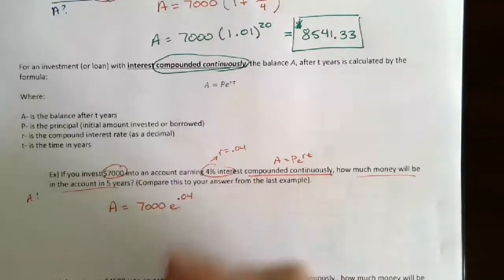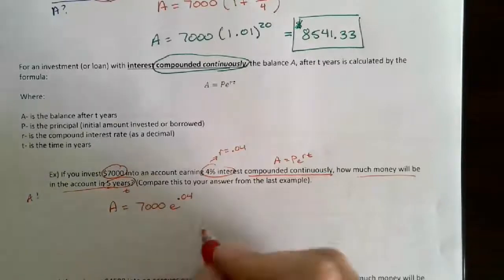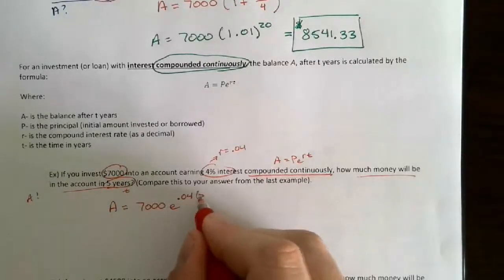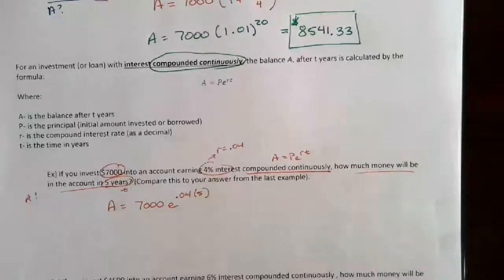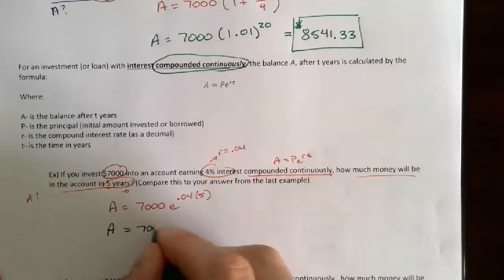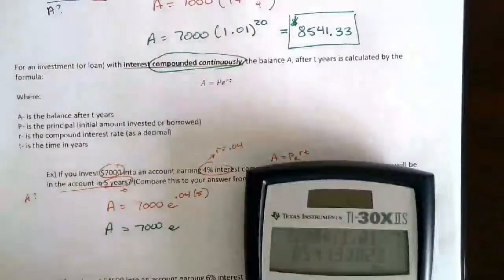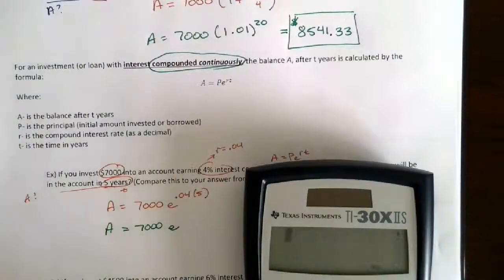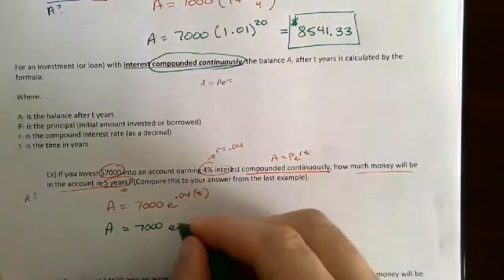So 0.04, and then times t. t is 5 years, so 0.04 times 5. And when you look at this, we can simplify the exponent there. So we have A equals 7,000 e to the 0.04 times 5. I would do that part first before you do any calculations. 0.04 times 5 gives us 0.20 or 0.2.